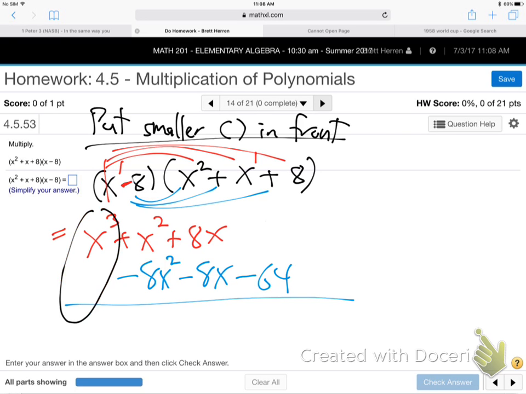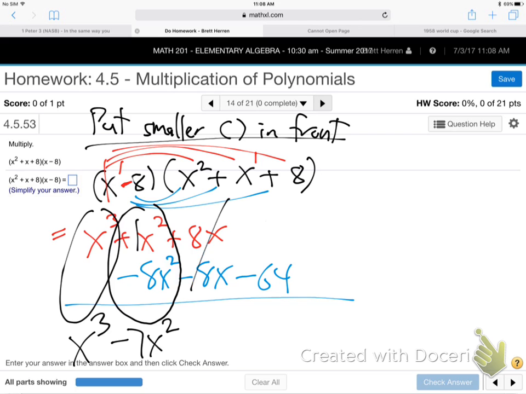So now we're in the last step: you add and subtract numbers in the front only. Don't mess with powers, right? So it's just x cubed. And then right here, these two, what do they make? What is plus x squared minus 8x squared? Yeah, because plus 1 minus 8 is minus 7x squared. And then the 8x and minus 8x cancel. Minus 64. There we go.